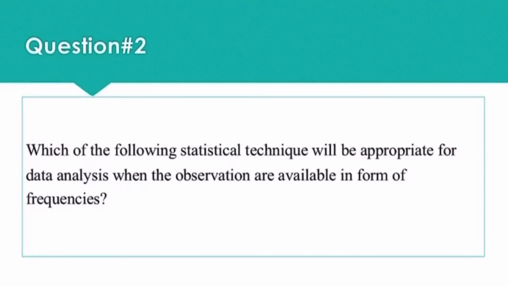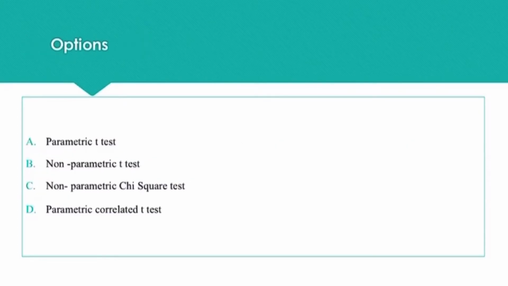Second question, which of the following statistical techniques will be appropriate for data analysis when the observations are available in the form of frequencies? When it is available in the form of frequencies, it is chi-square test. We'll look at the options here. A, parametric t-test. B, non-parametric t-test. C, non-parametric chi-square test. D, parametric correlated t-test. C is the right option. When it is available in frequencies, we go for chi-square test and see the fit between expected frequencies and observed frequencies.